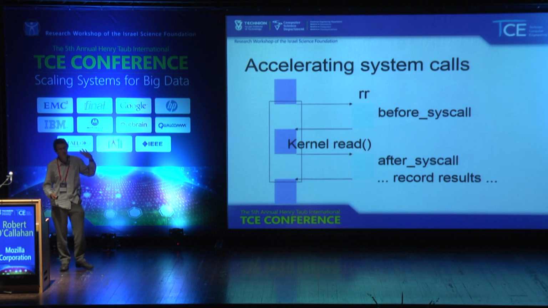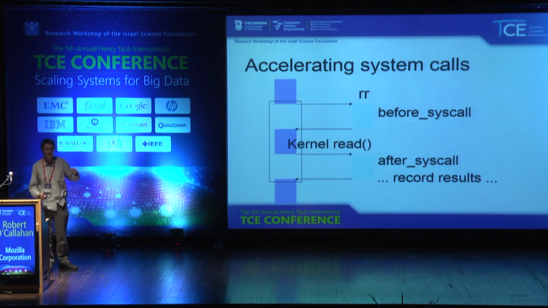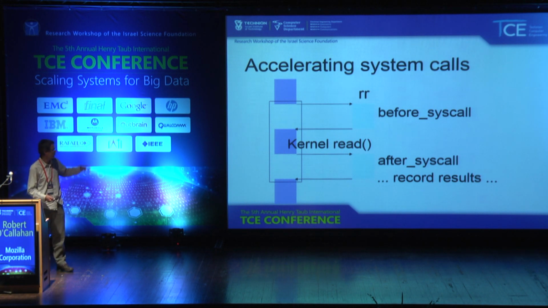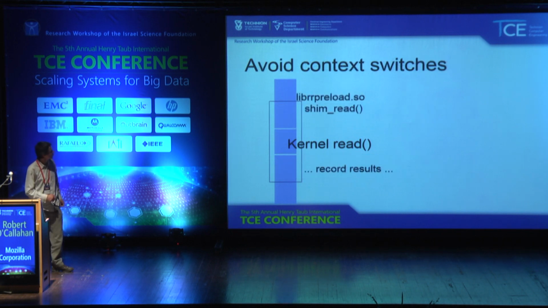What this means is we're doing 4 context switches per system call, no matter what the system call is. And the cost of a single read call in Linux is much, much less than the cost of a context switch. So this is a massive amount of overhead for system call intensive workloads. So we need a way to get around that.